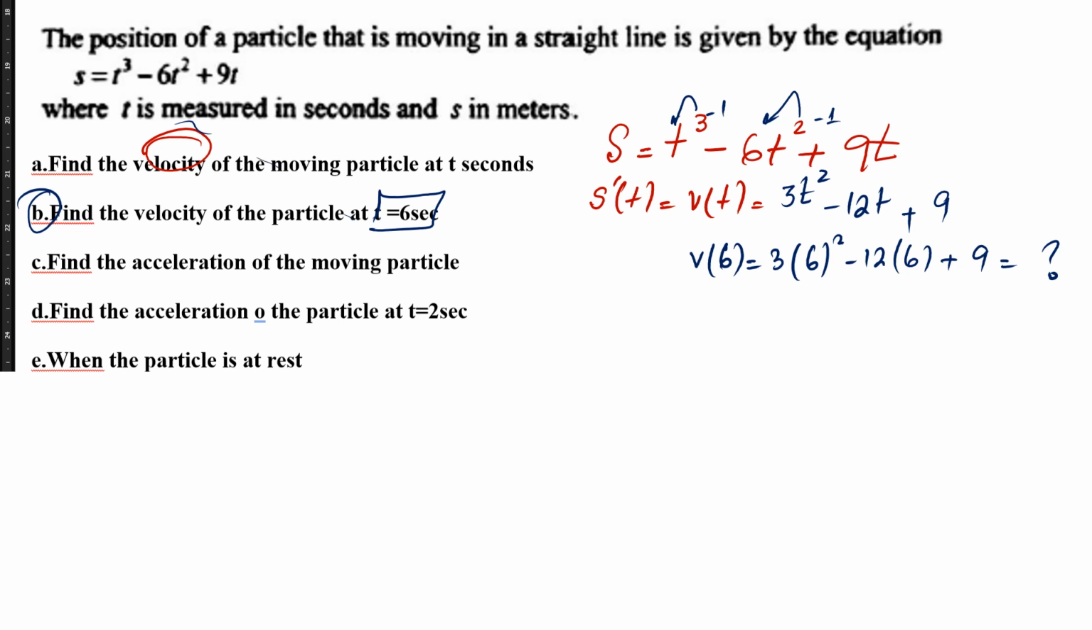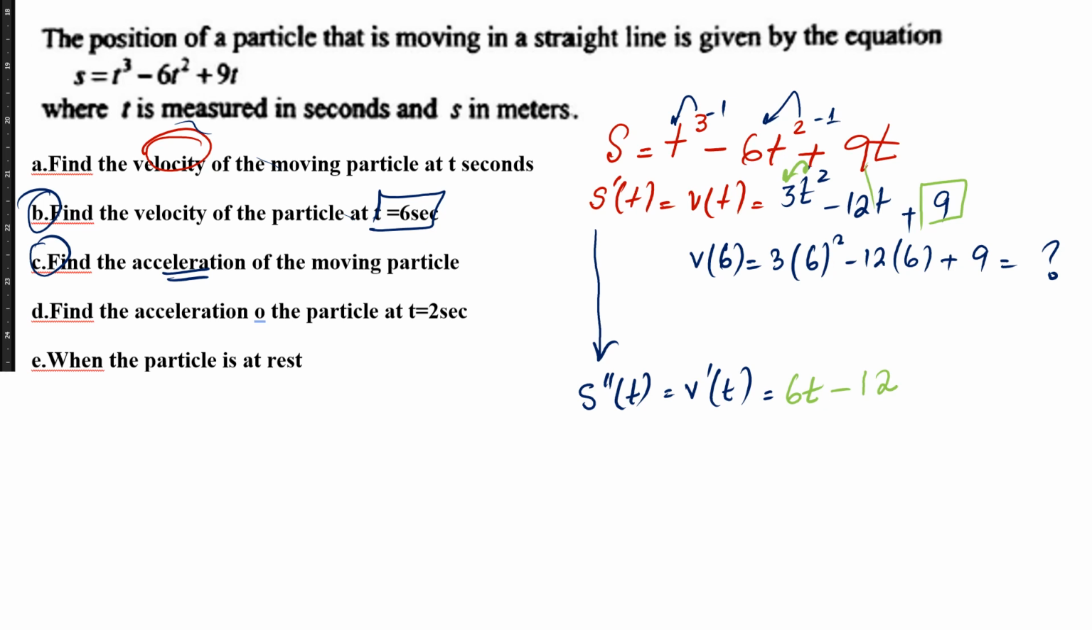Next, part C, find the acceleration. What is meant by acceleration? That is the second derivative of this position, or the first derivative of the velocity. So the same rules apply. Multiply the coefficient with the power. That means 2 times 3 will give us 6t. From the power we subtract 1, so we will get t to the 1, minus the derivative of 12t, which is only 12, and the derivative of a constant is 0. That's why I am not writing the 0 here.